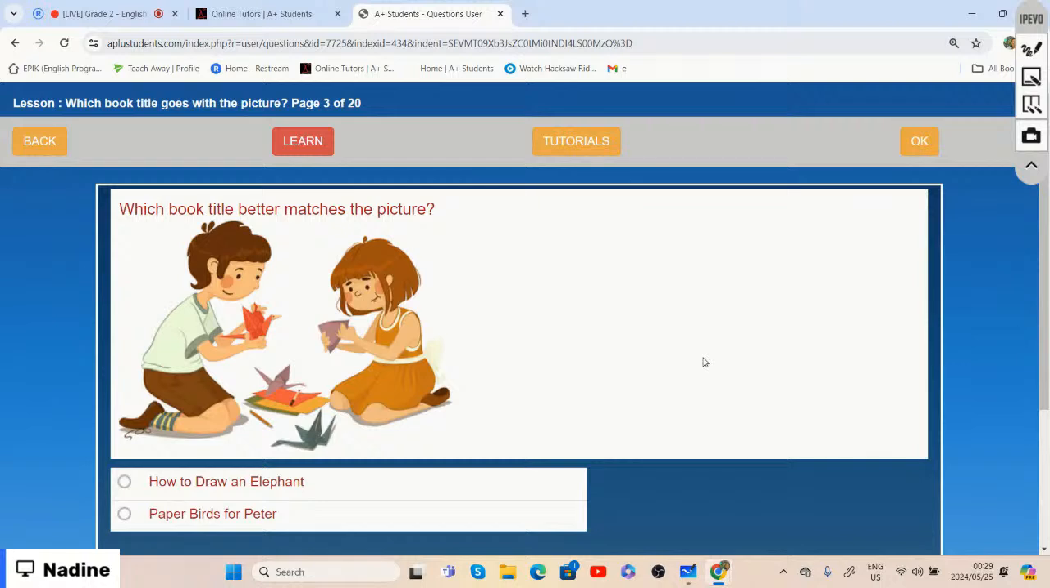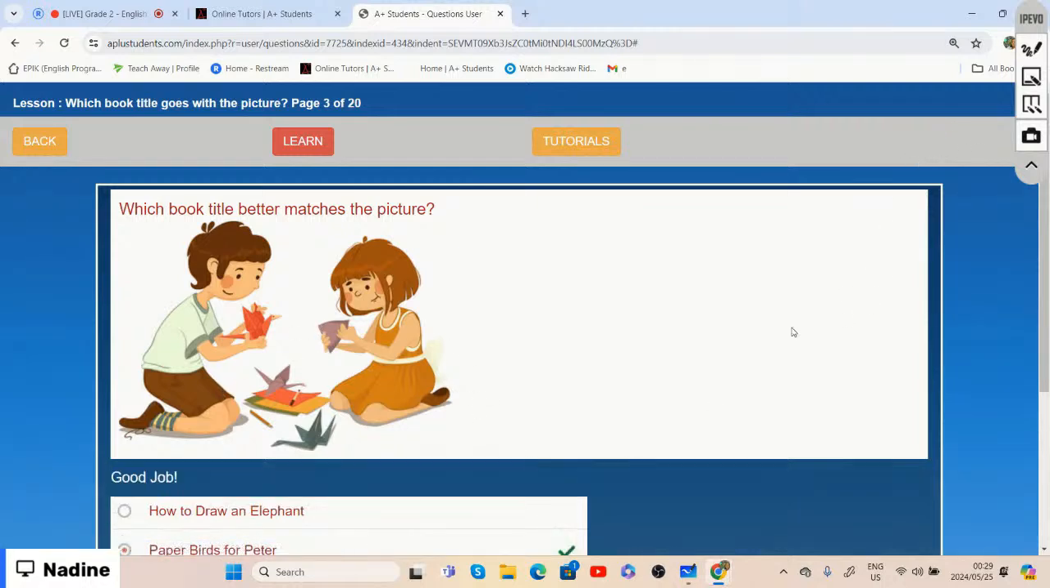All right, and if we choose the correct one, we would say it is Paper Birds for Peter, because we can see that they are making paper birds, or they're doing something with the paper, right? So well done.